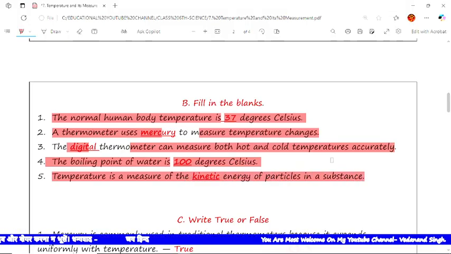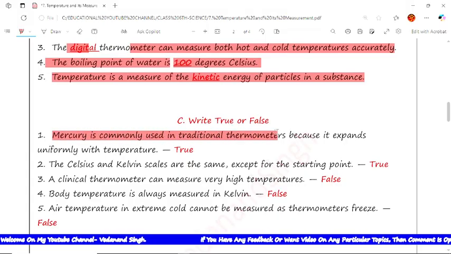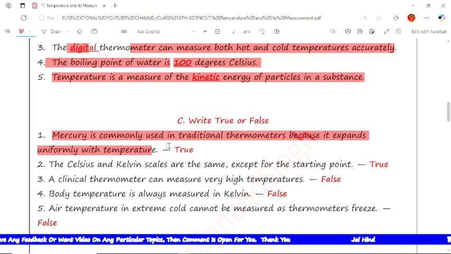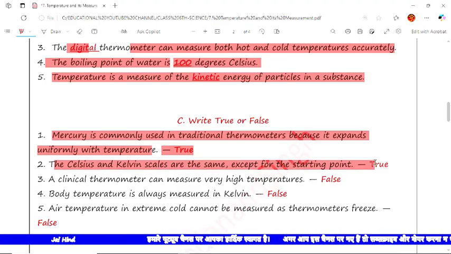Now the next type of question is true/false questions. Some statements are there, and we have to say whether it is true or false. The first statement is, mercury is commonly used in a traditional thermometer because it expands uniformly with temperature. Yes, this is a true statement. Now the next is, the Celsius and Kelvin scales are the same except for the starting point. Yes, this is true.